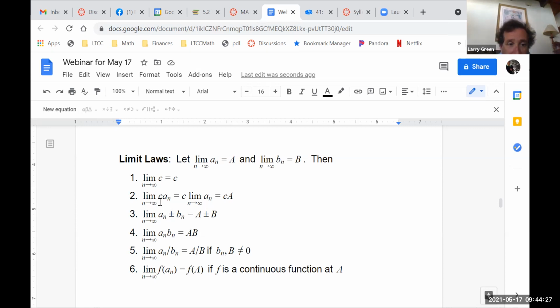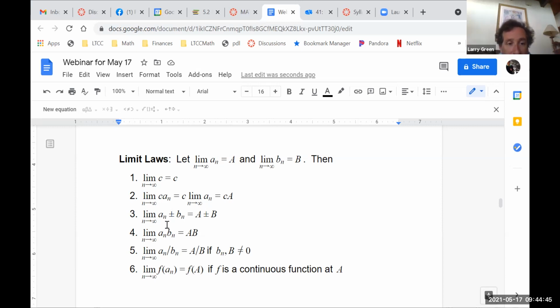Okay, number 2 says the limit as n goes to infinity of c times a sub n is c times the limit as n goes to infinity of a sub n, which is ca. So that just says that you can pull out a constant, kind of like integration or derivatives. You can pull out a constant. Very important.